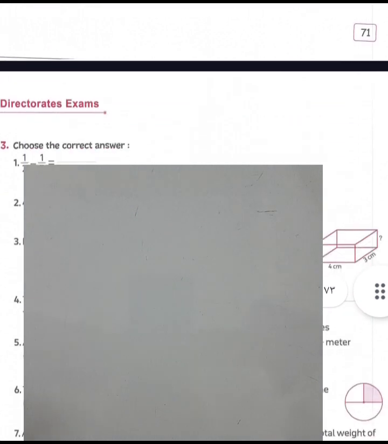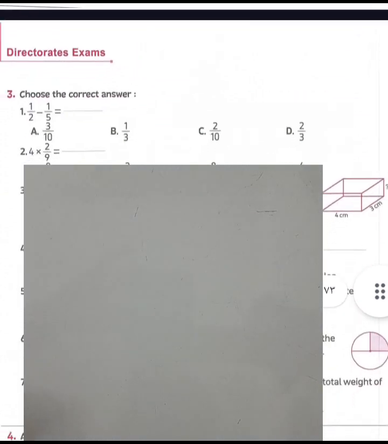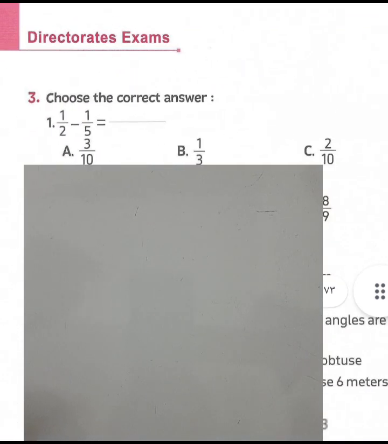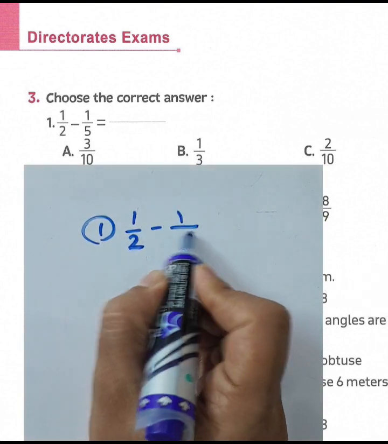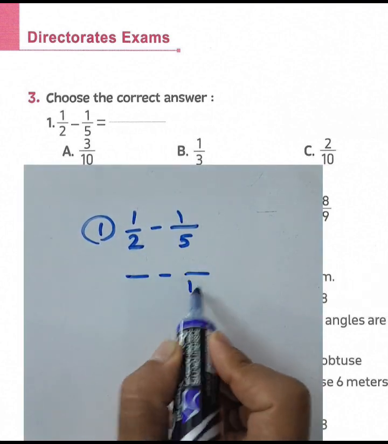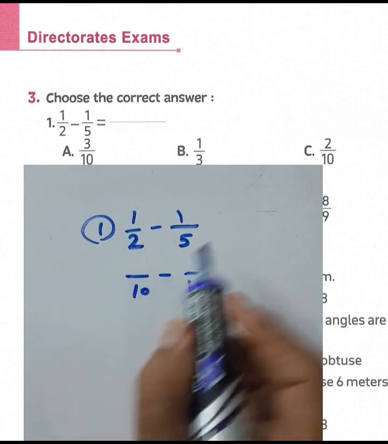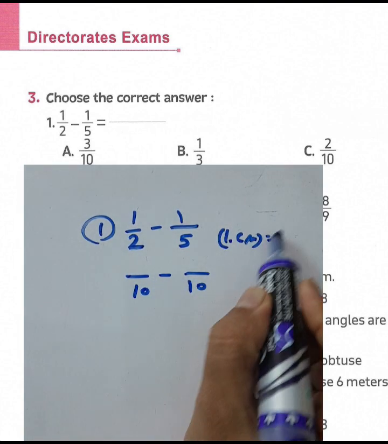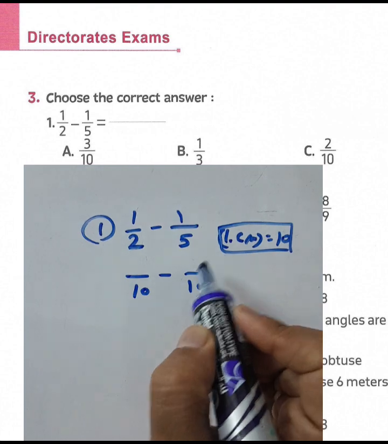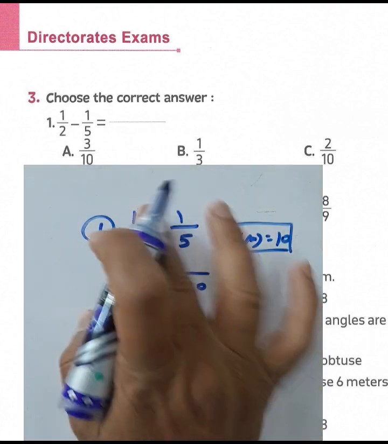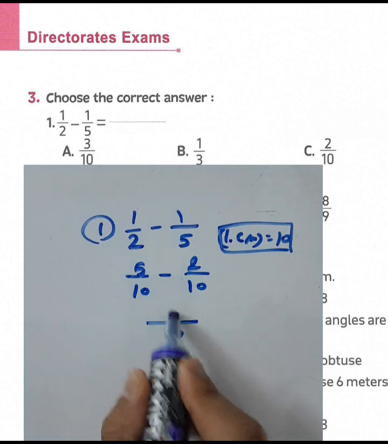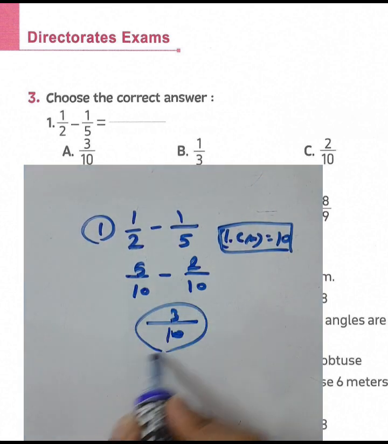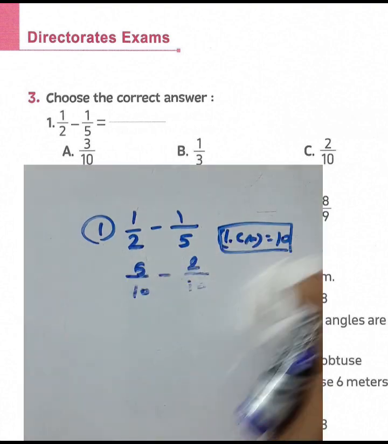Next question. Choose the correct answer. Number 1. 1 over 2 subtracted by 1 over 5. We can write the least common multiple between the two denominators, 10, because 2 and 5 we call relatively prime numbers. Then the common denominator will be 10, with the products 5 times 1 equals 5, and 1 times 2 equals 2, and the difference between them will be 3 over 10. The result will be 3 over 10. Okay, understood?